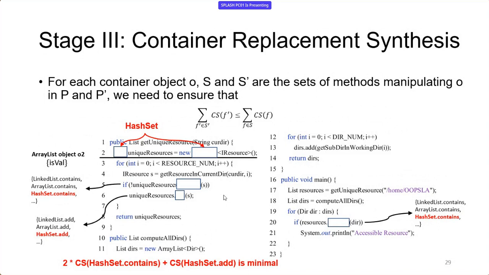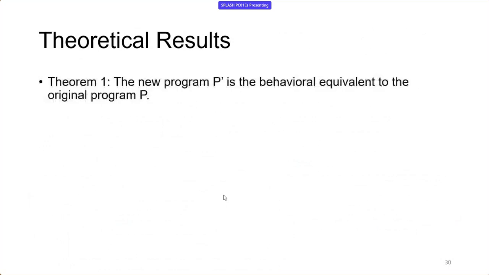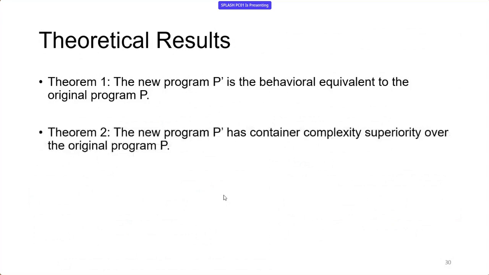So this is the overall workflow of our approach. Lastly, I will demonstrate some theoretical results. Firstly, the new program P prime is behaviorally equivalent to the original one, as long as the points-to facts are sound. And secondly, the new program has a container complexity superiority over the original one. This trivially holds because, as we can see, the last stage of our algorithm guarantees that this theorem must hold.